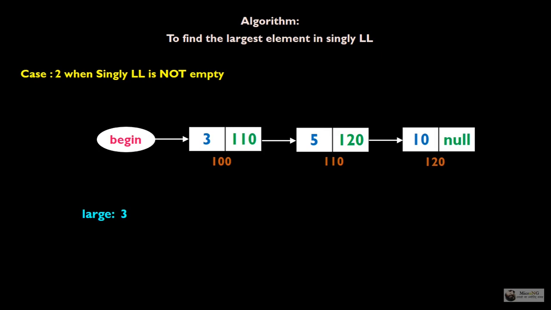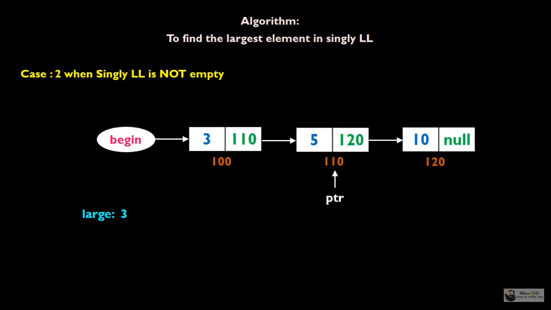So begin data is currently 3 and that will be assigned to a variable large. So large will be a variable that takes the value of the first node's data. Then we make a pointer point to the second node, which is begin next. Begin next means the second node. So we make a node pointer, which points to the second node. The second node is begin next, so the pointer can point to begin next.